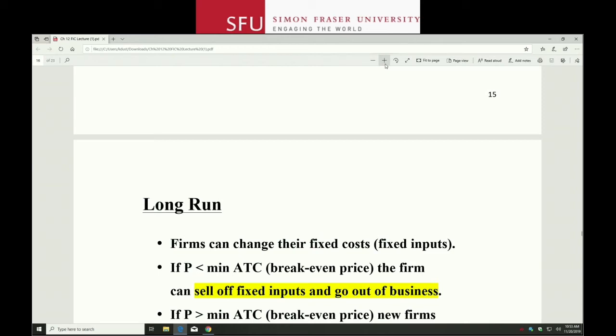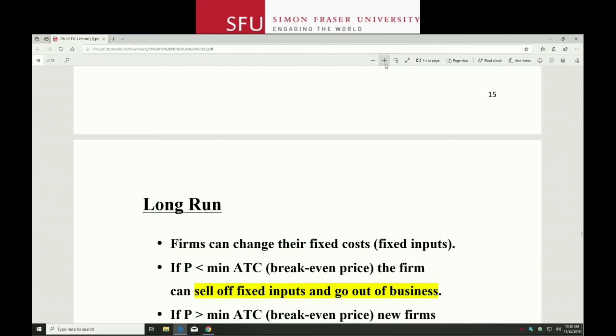And going out of business, we could also say that they're exiting the market. It doesn't mean that they're completely closing shop. It could just mean that they switch to producing a different good. So they close down production of the one good and they can start producing a different good.